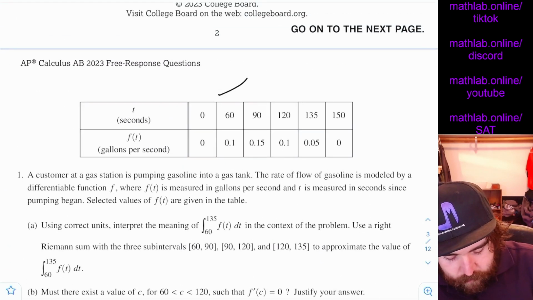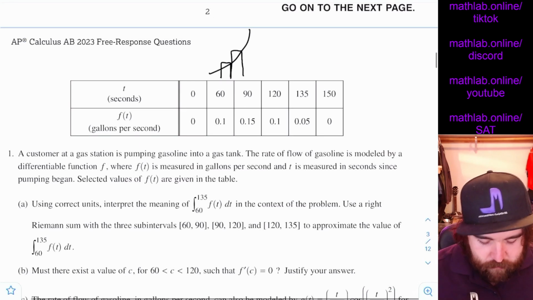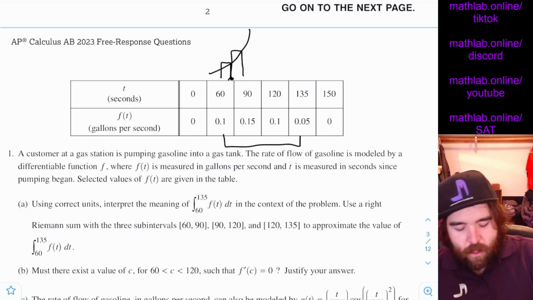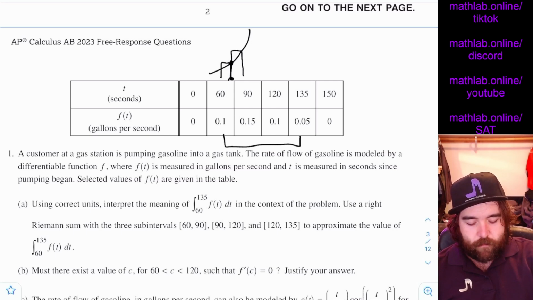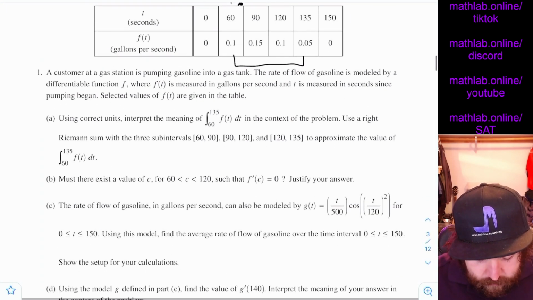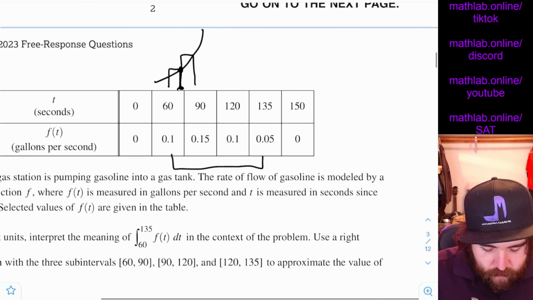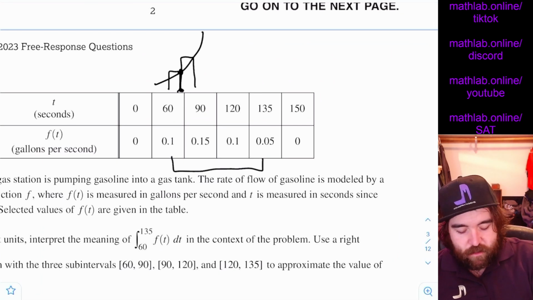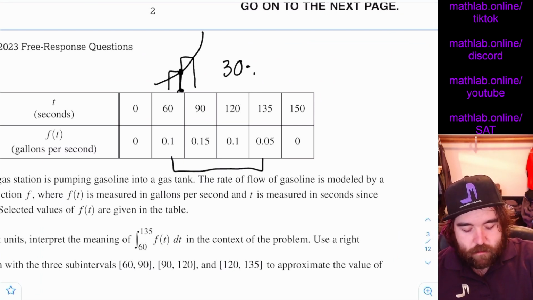So just a quick, I like to do a little sketch just to show what we're going to do. These are like the rectangles that we have. So we're doing it from 60 to 135. And look at how the first rectangle uses the second value for the height. And then we just think about them as rectangles. I am going to do it up here and then I'll copy and paste it down. The first rectangle is 60 to 90, so 30 times the height of that rectangle, which is 0.15.